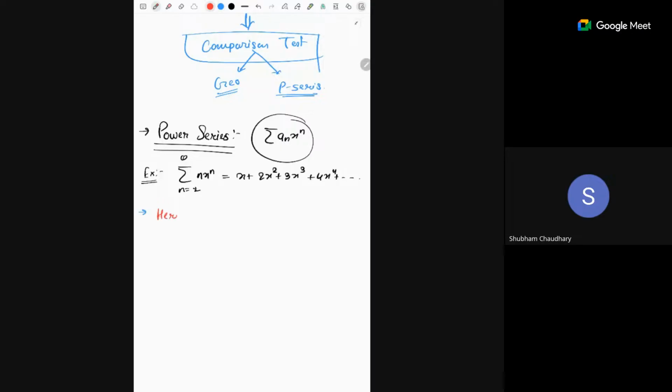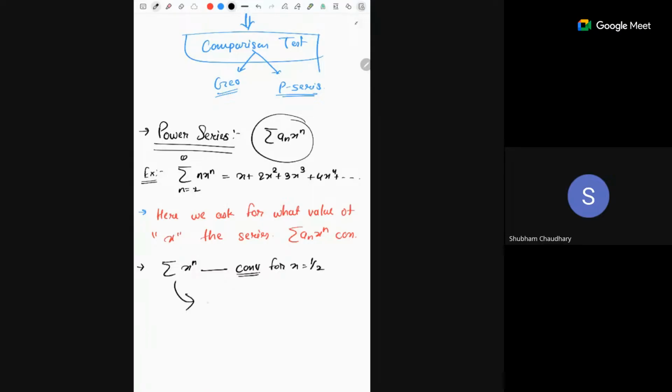Here we ask, for what value of x the series converges. Because if you substitute any particular value of x, you will get a known series. For example, a general geometric series can also be represented by a power series. You can simply take summation x to the power n, a power series. This power series converges for the value of x equals 1 by 2. Because if I simply put x equals 1 by 2, which series will I get? I'll get summation 1 by 2 to the power n, which is nothing but a geometric series.